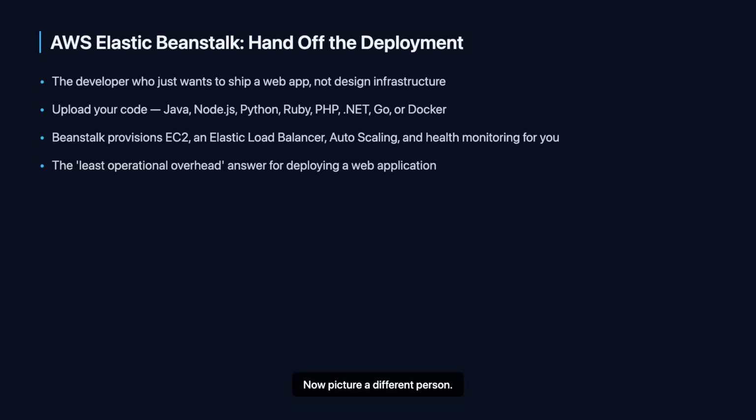Now picture a different person. A developer who just wants to ship a web app and has zero interest in designing load balancers or auto-scaling groups. This is where Elastic Beanstalk fits. You upload your code, Java, Node.js, Python, Ruby, PHP, .NET, Go, or a Docker container, and Beanstalk provisions the EC2 instances, an Elastic load balancer, auto-scaling, and health monitoring for you. It sits one abstraction level above CloudFormation. When a scenario says deploy a web application with the least operational overhead, this is almost always the answer.